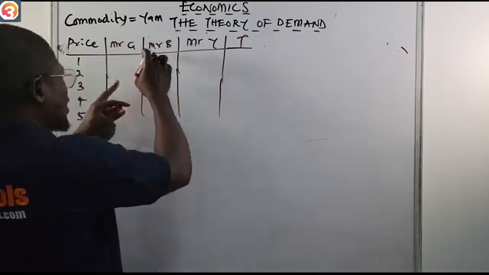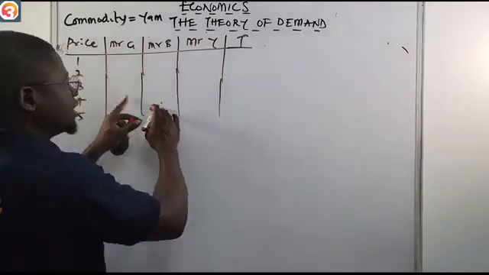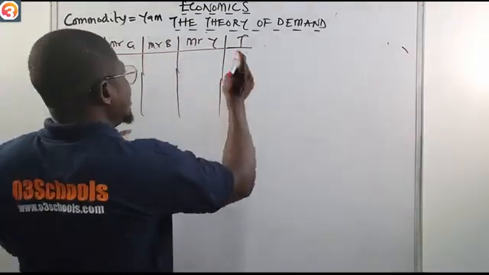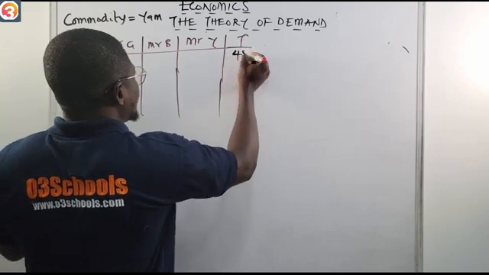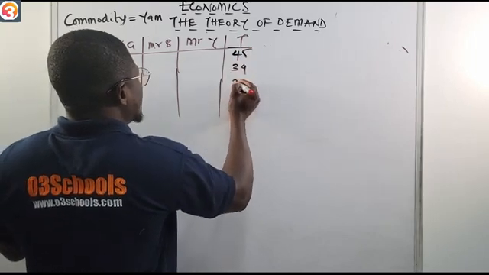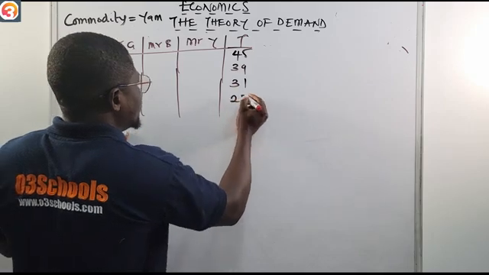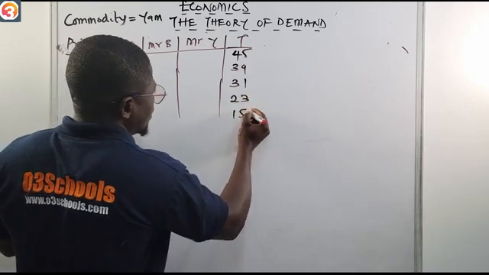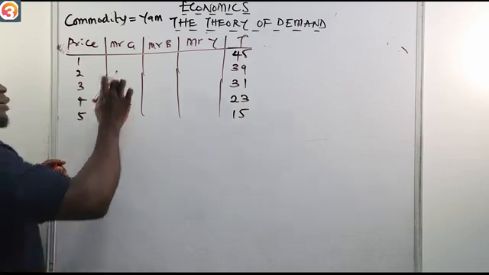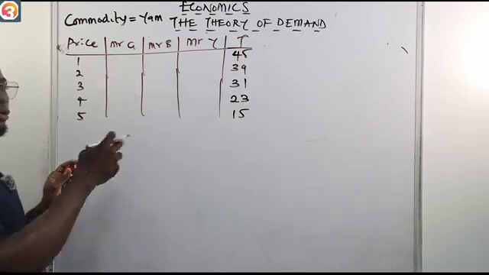Then we had the quantity demanded by Mr. G, Mr. B, and Mr. Y. The total: the first one was 45, the next was 39, the next was 31, then 23, and then 15. This was the total, but you have the values, so you can always relate to it.